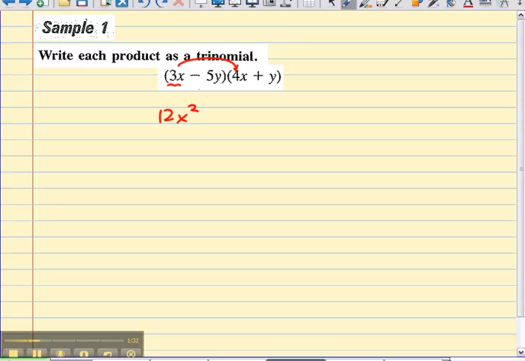Lauren, what do I do next? 3x times y. Times y, and what does that give me? 3xy. Positive or negative? Positive. Positive 3xy. Lauren S. What do I multiply next? Negative 5y. Negative 5y times what? 4x. Times 4x. And when I multiply them, what do I get? Negative 20yx or xy? xy.